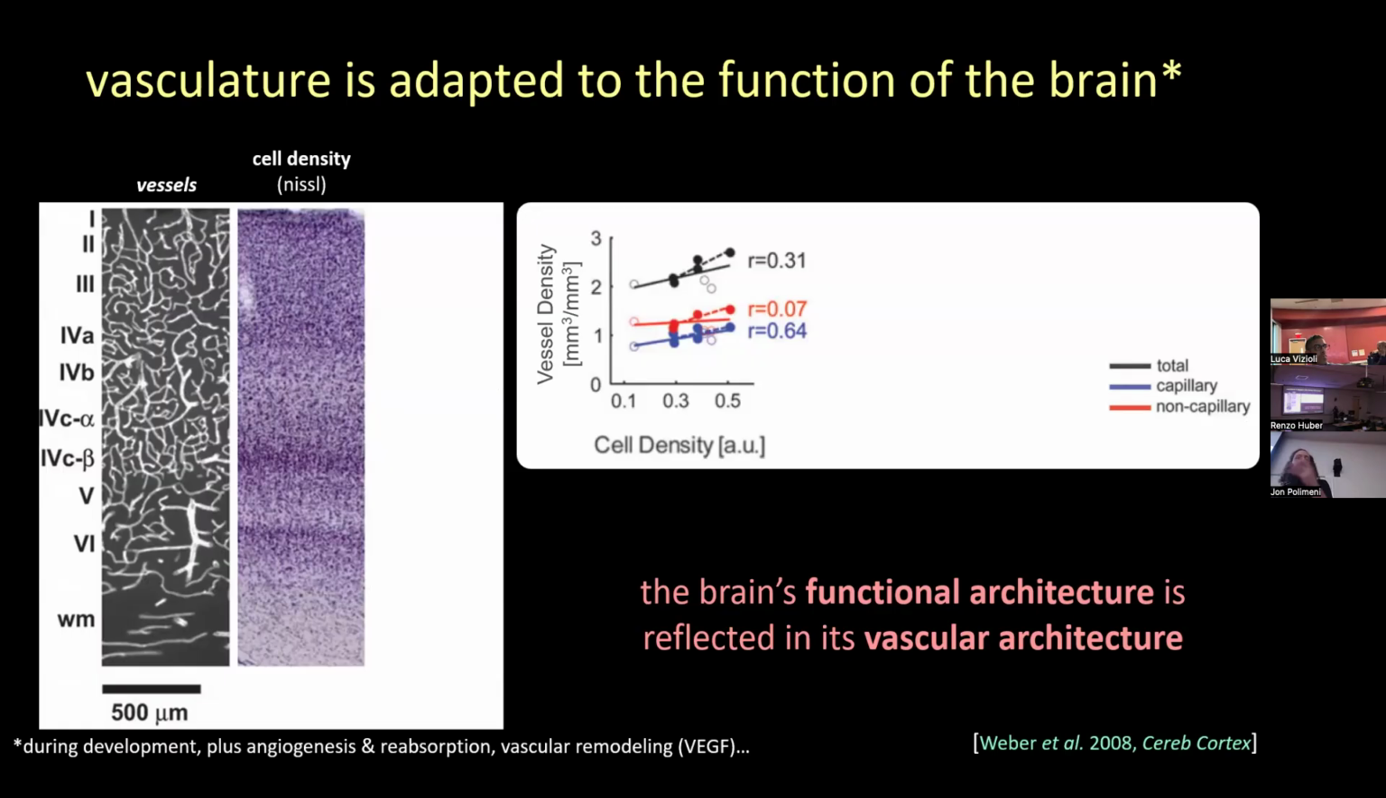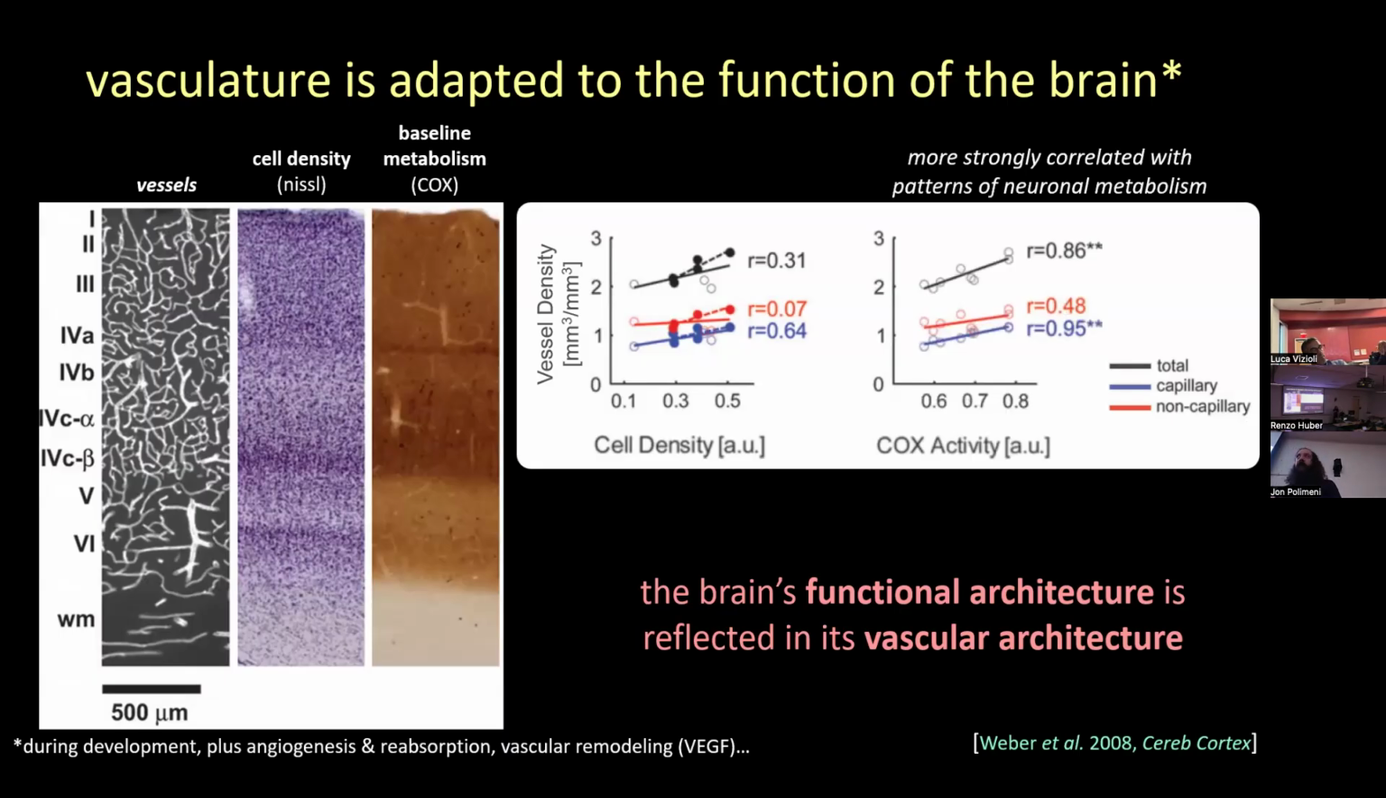This is work from Bruno Weber in Nikos Logothetis' lab, looking at the correlation between cell density across the cortex and vessel density. They saw a pretty decent correlation between the two, but an even stronger correlation between cytochrome oxidase activity and vessel density. Cytochrome oxidase is a mitochondrial enzyme that is more pronounced in regions with higher baseline metabolism. What this tells us is quite cool: the brain's functional architecture is reflected in its vascular architecture. I think this is really nice. We can learn a lot by studying the vascular architecture about patterns of neural energy demands in the cortex.